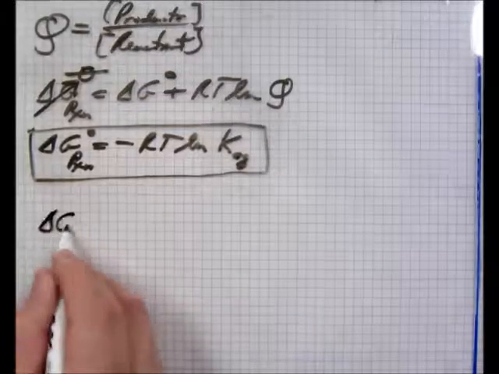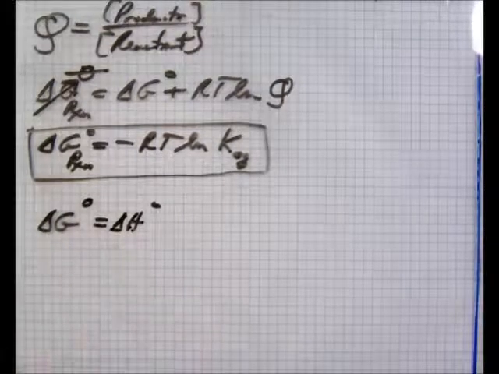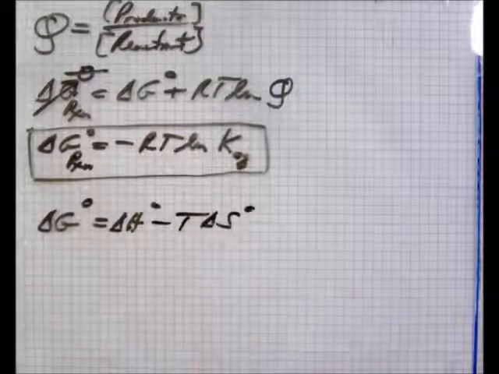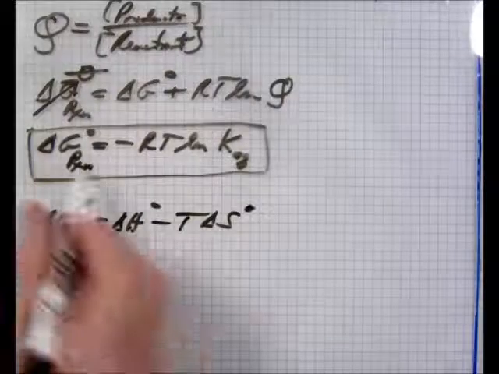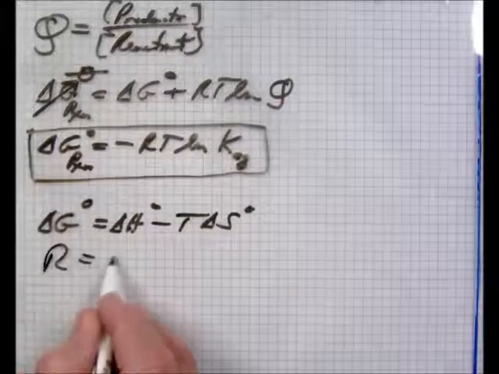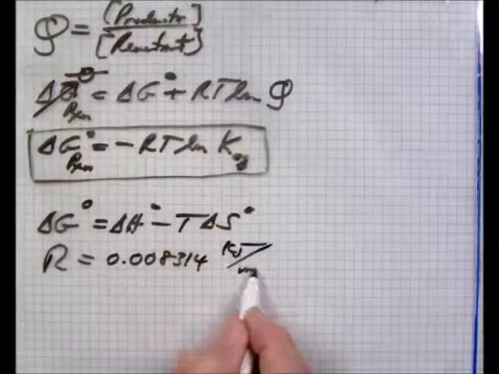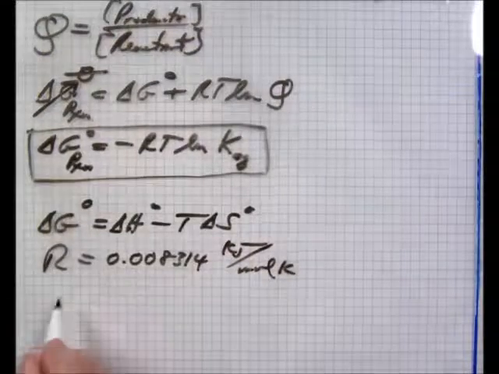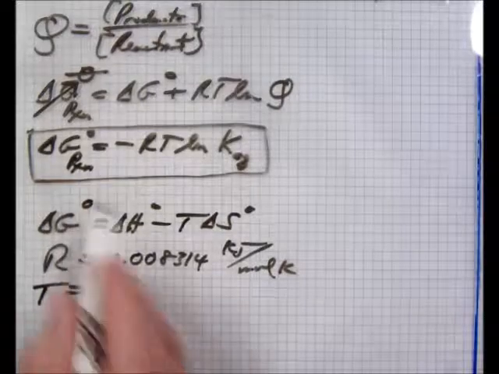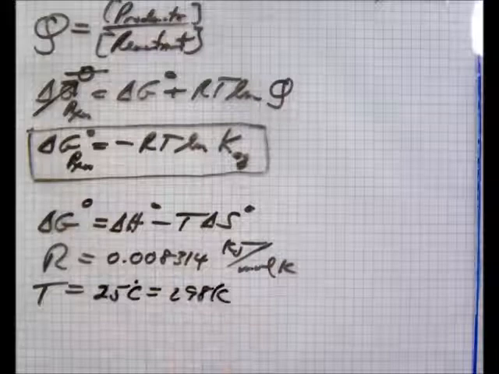So, of course, delta G under standard conditions is delta H, Hess's law, minus T delta S, at whatever temperature you're working at, typically standard conditions. So you could calculate delta G for this reaction. R, again, is 0.008314 kilojoules per mole Kelvin, and T is standard temperature, if you're working at this, 25 degrees C, 298 Kelvin.